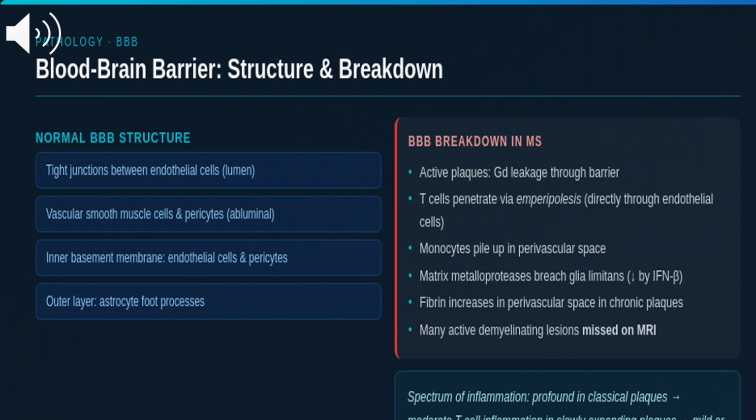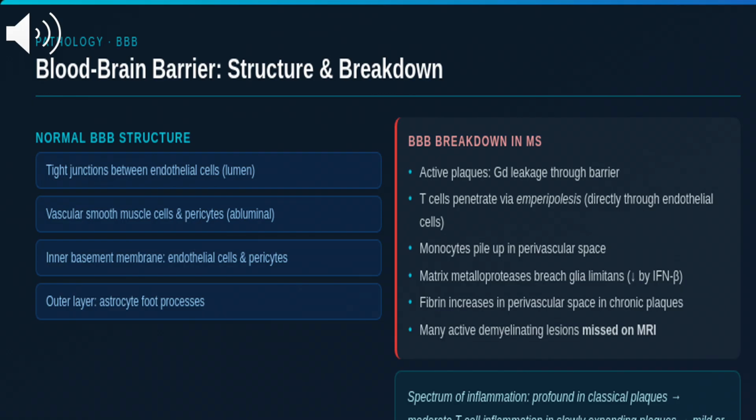On the outer surface are vascular smooth muscle cells and pericytes. The inner layer of the basement membrane includes endothelial cells and pericytes embedded in extracellular matrix. Astrocyte foot processes generate the outer layer of this composite barrier. This is a multi-layered defense system, not a single wall.